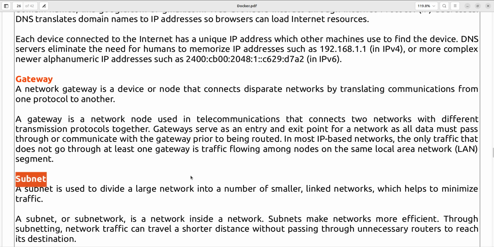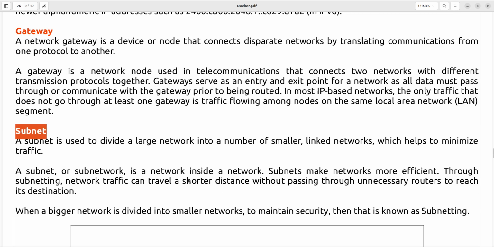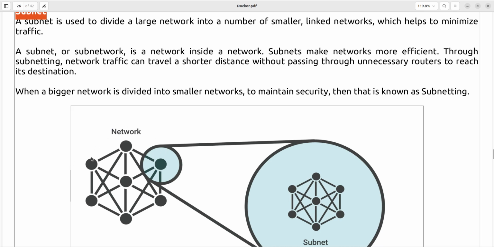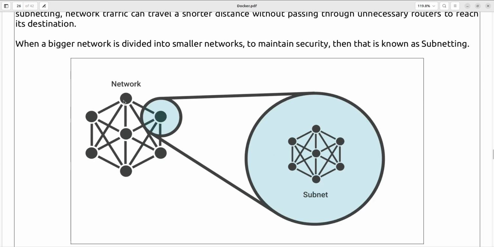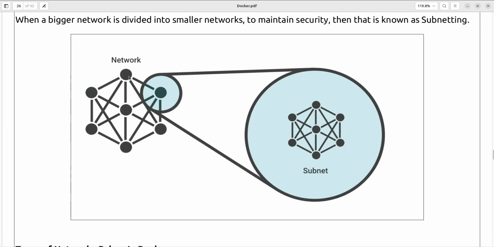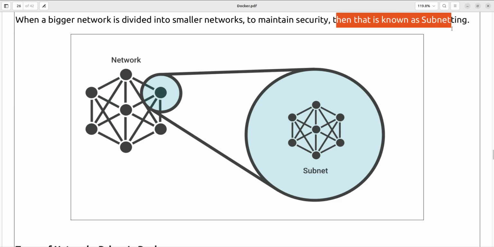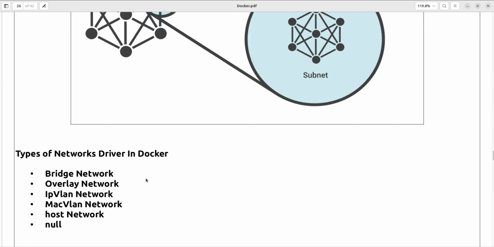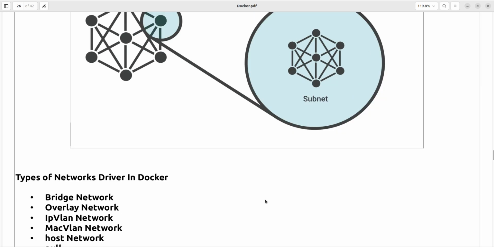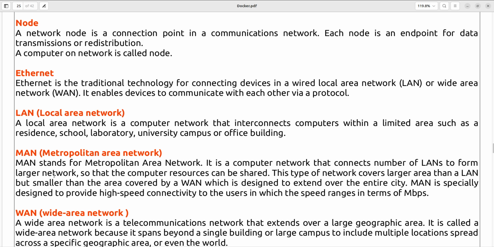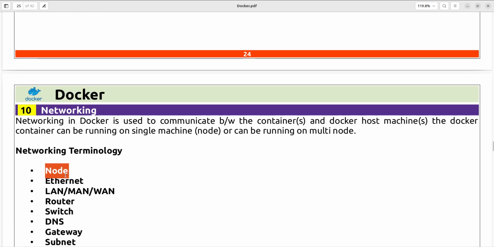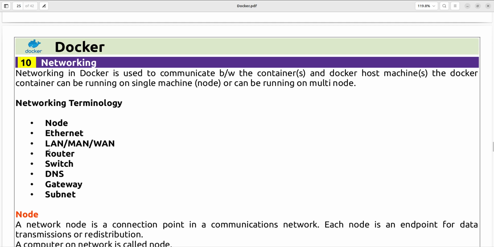Subnet is what? Subnet is just distributing the IP address to the LAN network. Okay, that's it. Suppose this is your complete network. This node again has a lot of computers that you divided here. You can see here, this is your subnet. When a bigger network is divided into small networks to maintain security, it is known as subnetting. We'll see through an example and you will understand more about it. So these are some basic terminologies about networking: node, ethernet, LAN, MAN, WAN, router, switch, DNS, gateway, subnet.